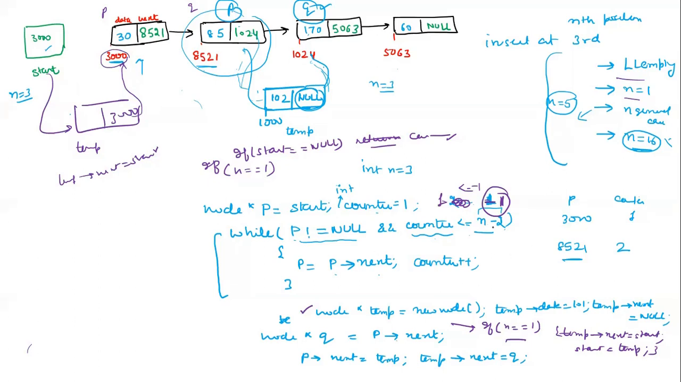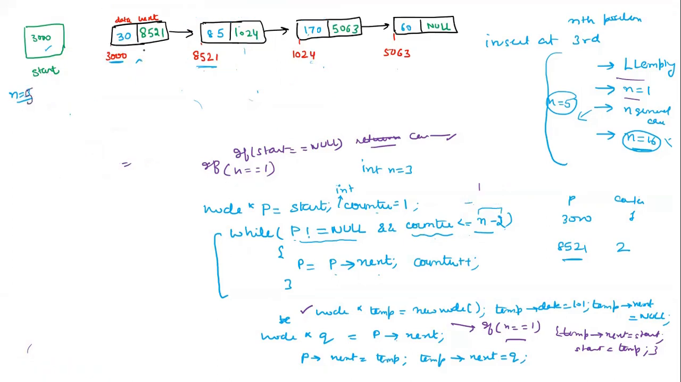The general case is working perfectly. Now I will go for the case where n is 5 in this example. If n is 5, here n is 5: 1, 2, 3, 4, 5. So 5 minus 2 becomes 3, the counter should run at most up to 3, counter less than or equal to 3. p is initially 3000, counter is 1, then 8521, counter is 2, then 1024, counter is 3, then 3 less than or equal to 3 is true again, 5063 is reached, counter will become 4, 4 less than 3 will be false, it will come out. So you will get this p value as 5063 in this case.